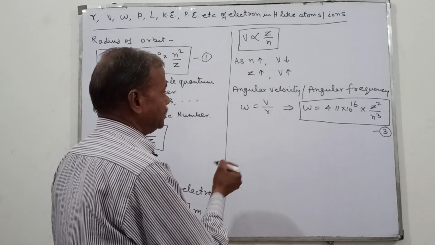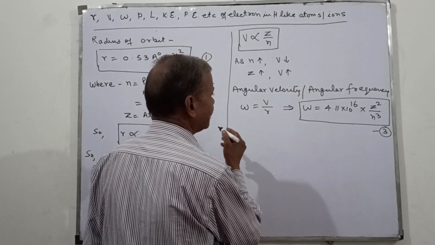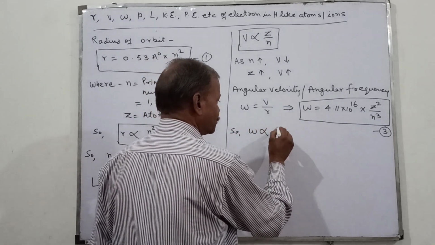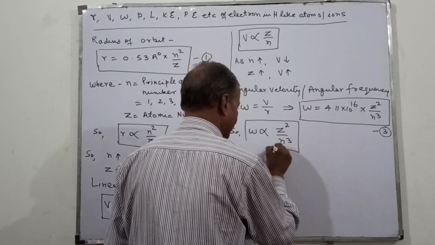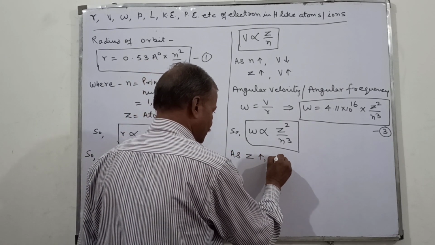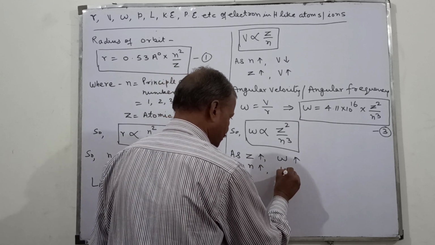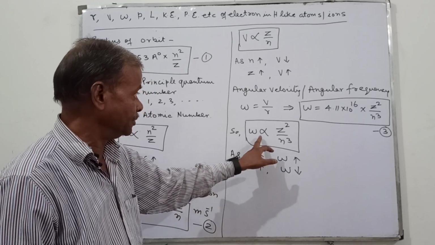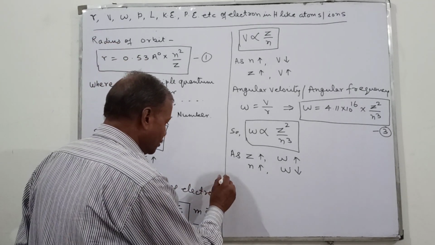This is measured in radian per second. So omega is proportional to Z square upon n cube. As Z increases, omega increases, and as n increases, omega decreases. These are the effects of Z and n upon the angular frequency or angular velocity. Now number 4.